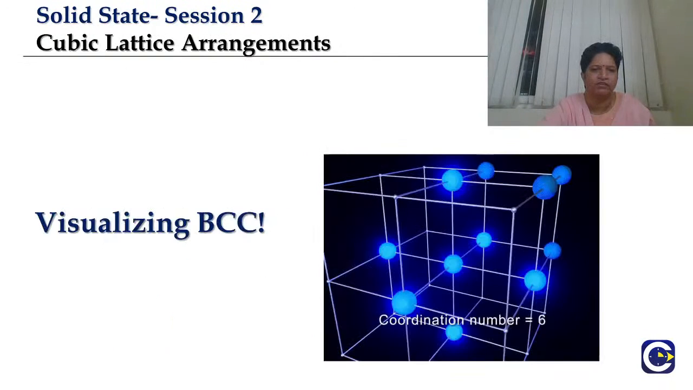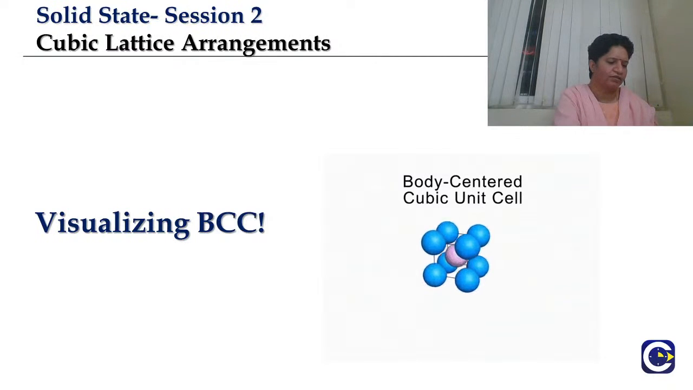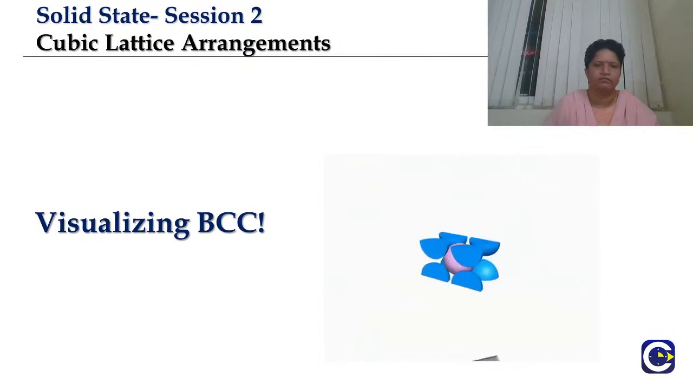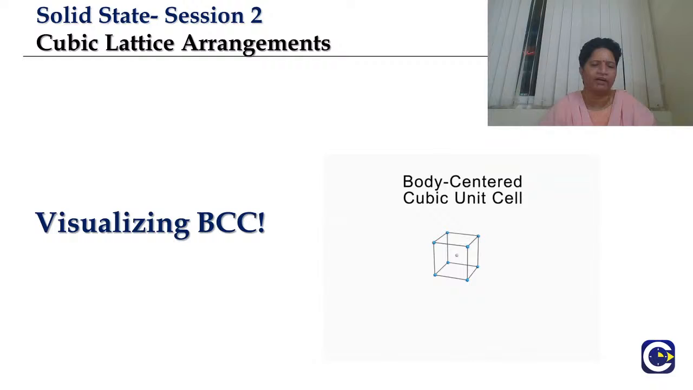Let's go to BCC once again and see. BCC it should be 2. 1 contribution from the corners and 1 from the body center. Let's see how we are getting it as 2. Such a nice visualization where we can easily know that the number of lattice points in BCC are 2. A beautiful way of visualization.